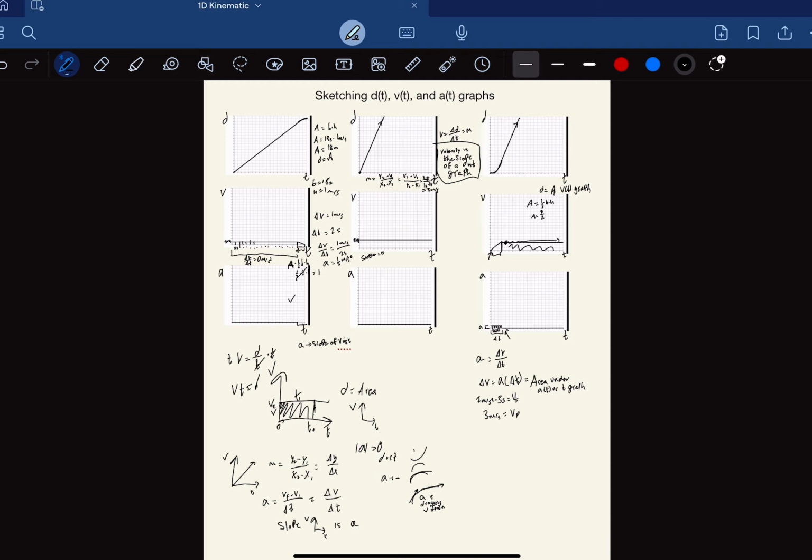I think this is an extremely important fundamental idea for understanding kinematics.